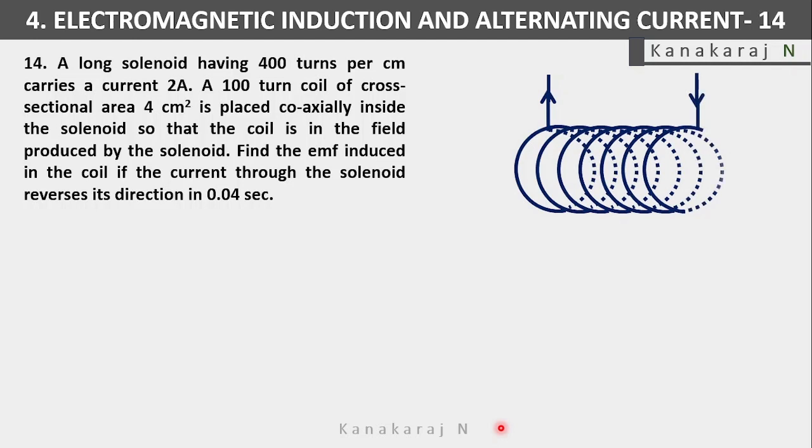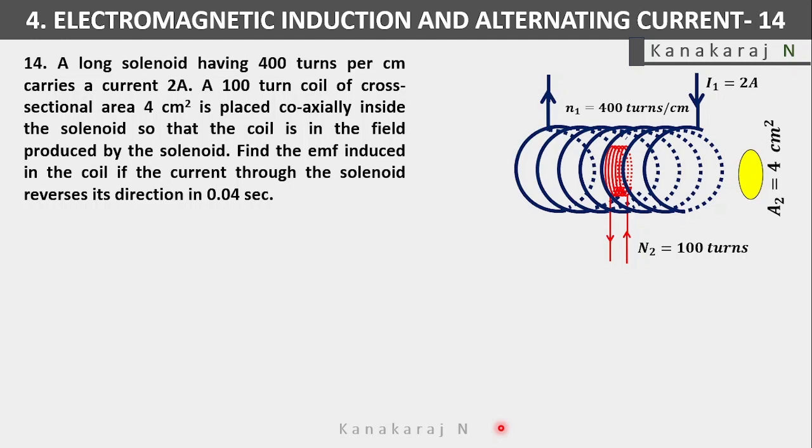This is the primary solenoid. The number density N1 is 400 turns per centimeter. It must be converted into SI unit. It carries a current I1, which is 2 ampere. There is a circular coil placed coaxially inside the first solenoid. It has a number of turns N2 equals 100 turns. The area of cross section of the coil is given as 4 centimeter square.